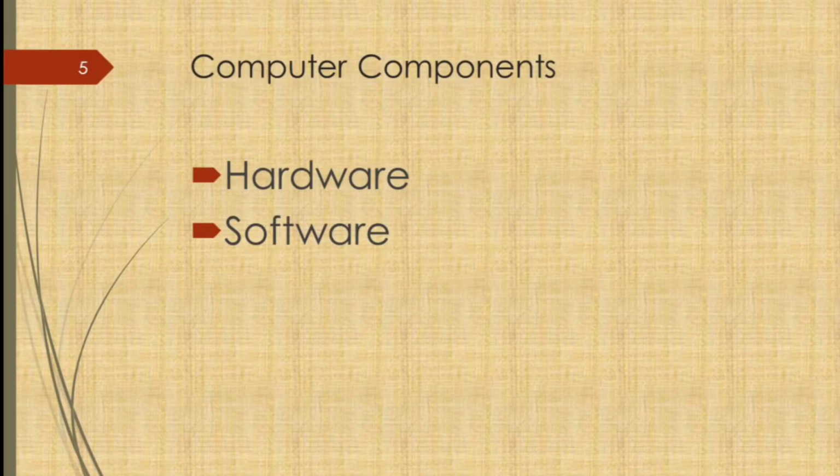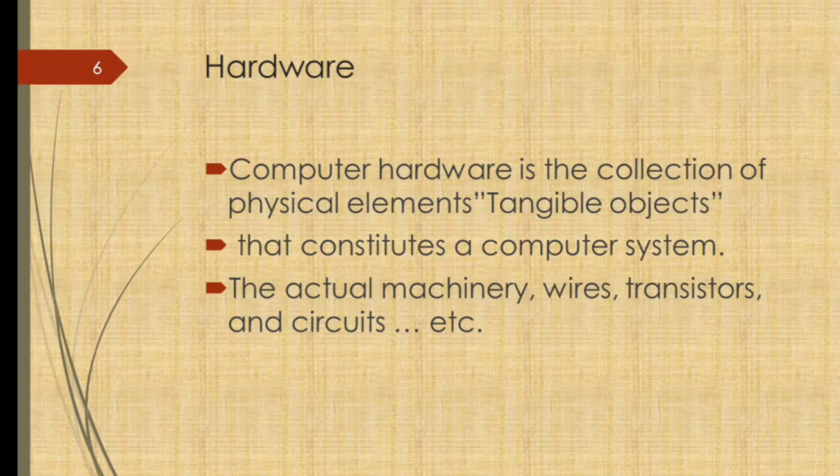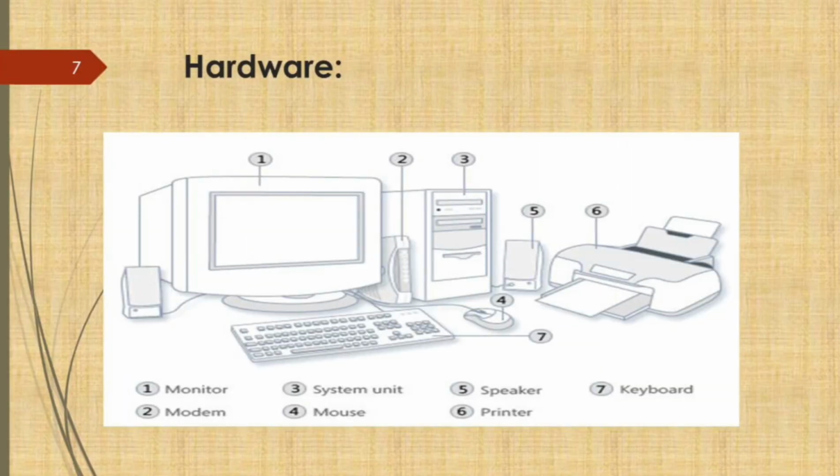Computer components: hardware and software. A computer is defined in 2 parts, hardware and software. Hardware: computer hardware is the collection of physical elements, tangible objects that constitute a computer system, the actual machinery, wires, transistors and circuits, etc.